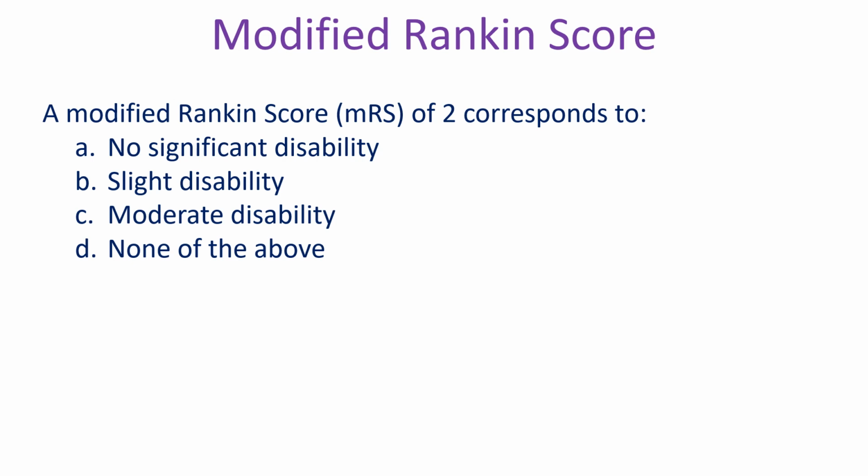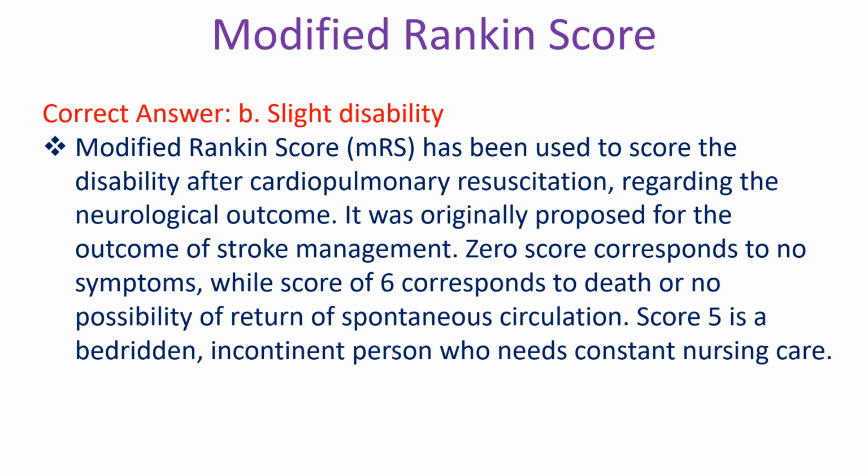A modified Rankin score of 2 corresponds to A. No significant disability, B. Slight disability, C. Moderate disability, D. None of the above. Correct answer B. Slight disability.